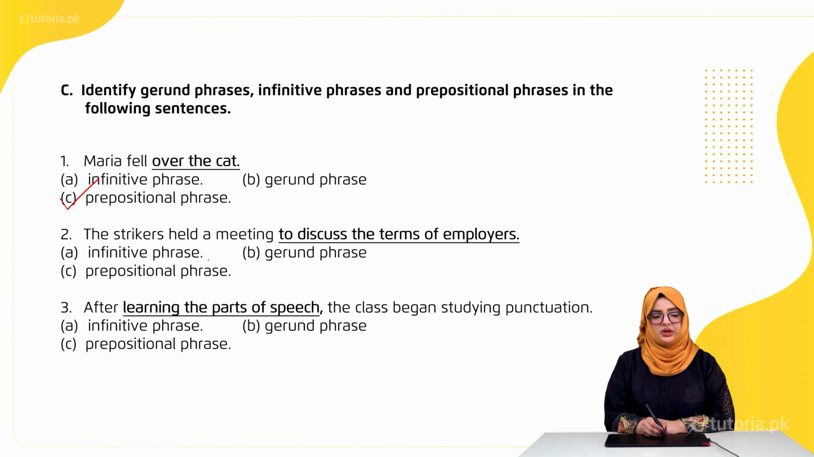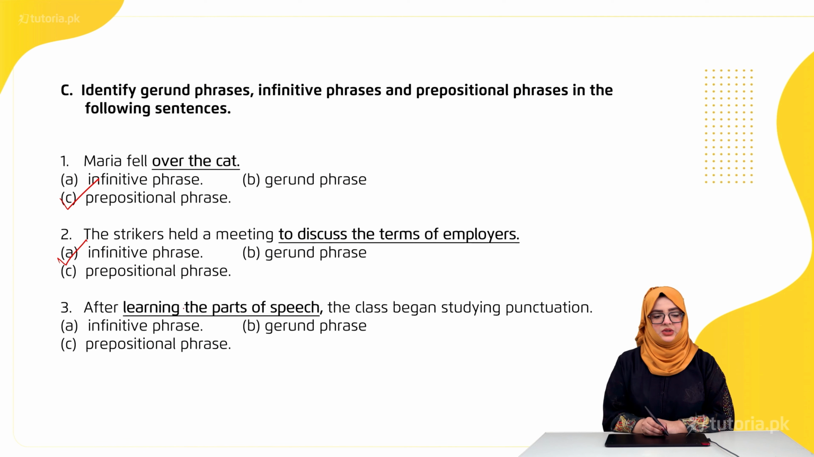Second is the strikers held a meeting to discuss the terms of employers. A. Infinitive phrase. B. Gerund phrase. C. Prepositional phrase. So if we see to discuss, ये infinitive आ रहा है तो ये हमारे पास आ जाएगा A. Infinitive phrase. Third is after learning the parts of speech, the class began studying punctuation.